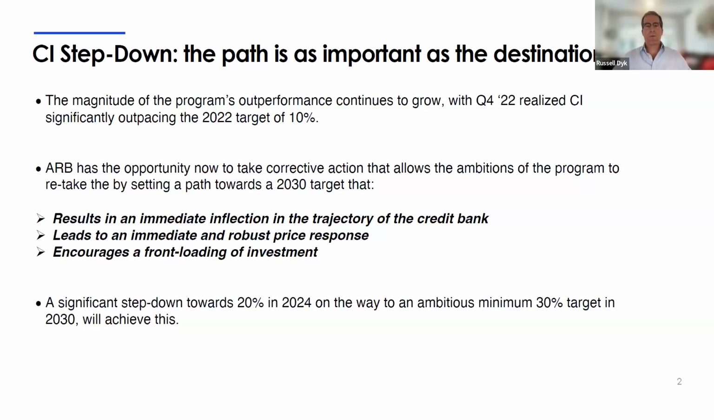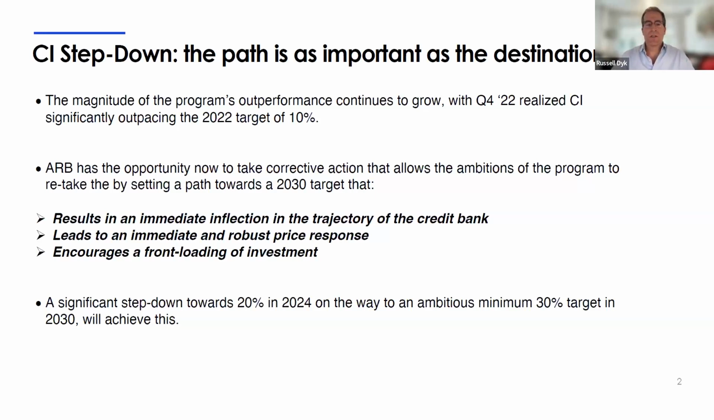So I make both those points to really emphasize that CARB has the opportunity now to take a forward-looking carbon intensity step down towards 20% by 2024 on the way to a minimum 30% target by 2030 that really lets the ambitions of the program retake the lead over performance. And there are really four key advantages to this.